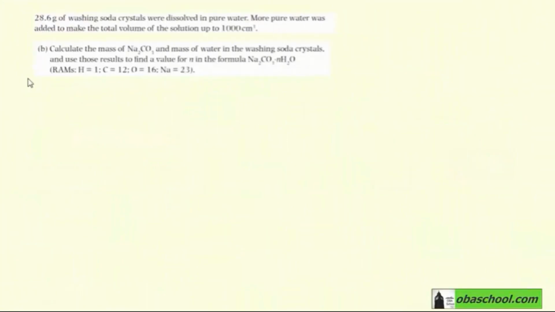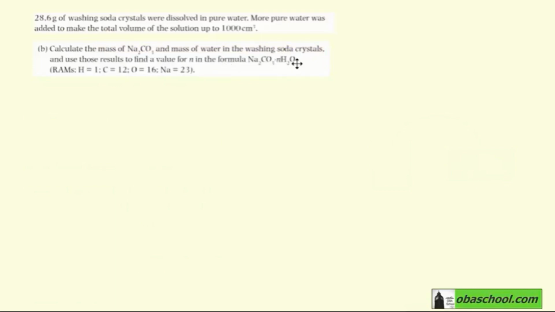After solving part A of this problem, we're going to solve part B. Calculate the mass of sodium carbonate and mass of water in the washing soda crystals. So first of all, we want to calculate the mass of sodium carbonate and the mass of water, and then use these results to find N in the formula.